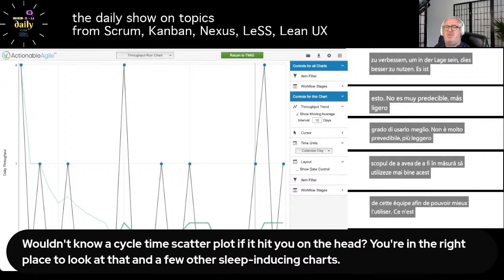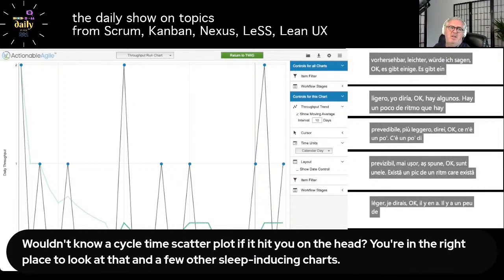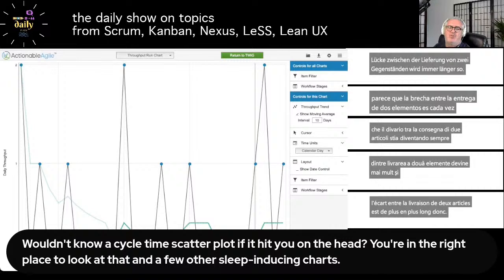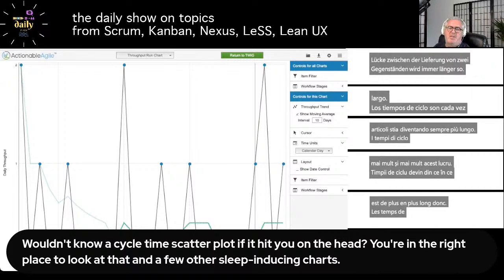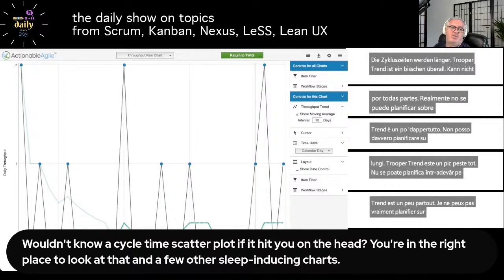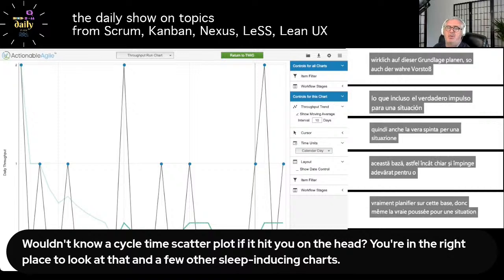There's some bit of a rhythm that they're delivering 2 items every week or so, but it seems that the gap between delivering 2 items is getting longer and longer. So cycle times are getting longer. Throughput trend is a bit all over the place. You can't really plan on this basis. So even the throughput for a situation like this wouldn't be very desirable.